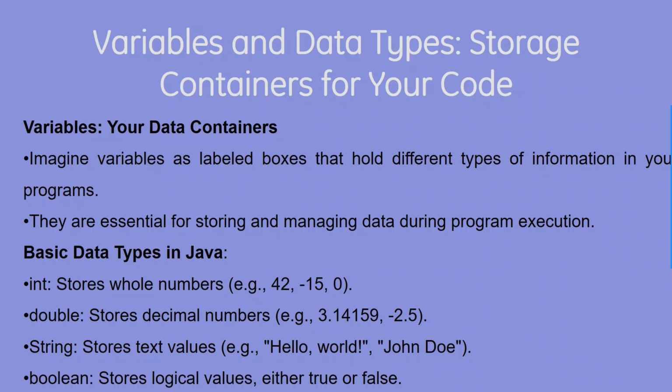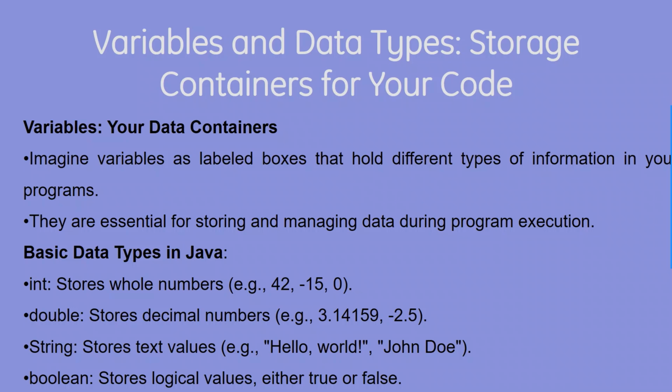Variables and data types, storage containers for your code. Variables are your data containers, like you put the data, suppose a is equal to 23. So a is a container, which is a variable. Imagine variables are labeled boxes that hold different types of information in your programs. They're essential for storing and managing data during program execution.